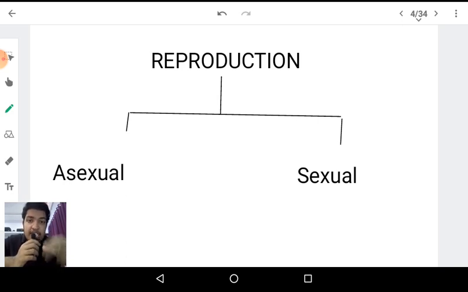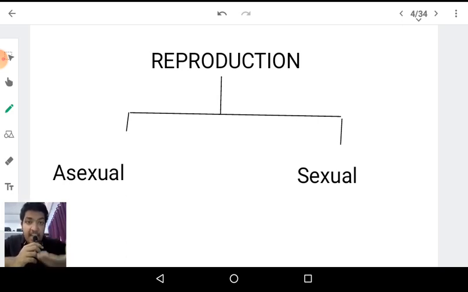Asexual reproduction is seen in lower groups of organisms, whereas sexual reproduction is seen in higher groups of organisms, especially in plants as well as in animals. Asexual reproduction is seen in bacteria, protista, and certain fungi. And also you can see it in some lower plants as well as some higher plants.